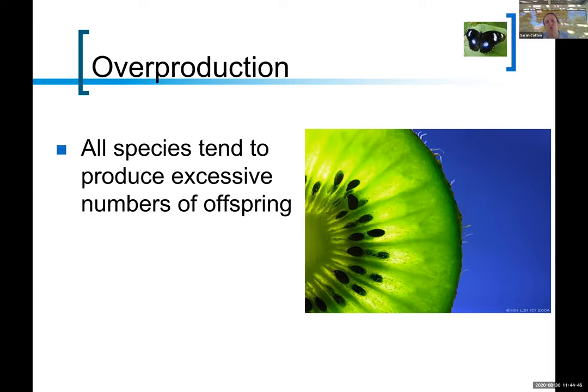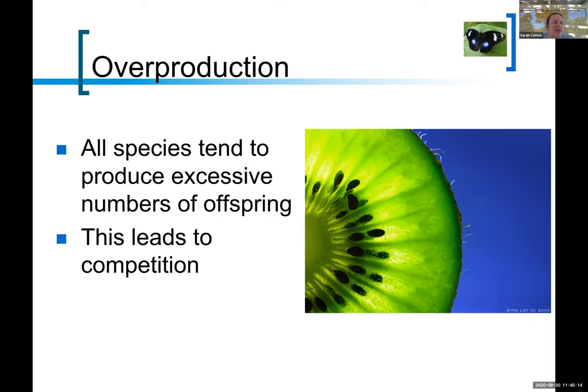So the picture I chose to show you here is a kiwi. If you've ever eaten a kiwi, you know there's a bazillion seeds inside of every kiwi. Well, seeds fundamentally are baby plants. Not all of those seeds are going to become a kiwi tree. Even if you tried to plant them, not all of them would turn into a kiwi tree. So that's overproduction.